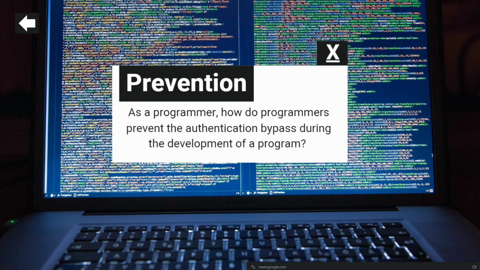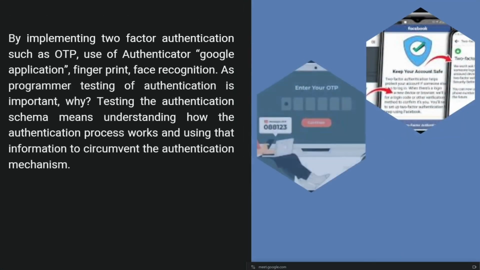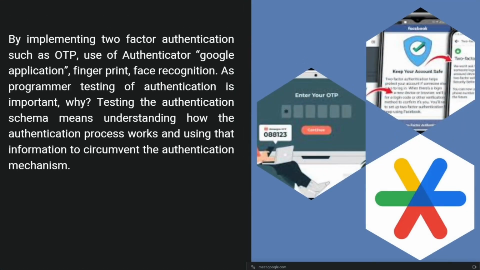Prevention. As a programmer, how do programmers prevent authentication bypass during the development of a program? By implementing two-factor authentication, such as OTP, use of an authenticator, Google application, fingerprint, or face recognition. As a programmer, testing of authentication is important. Why? Testing the authentication schema means understanding how the authentication process works and using that information to circumvent the authentication mechanism.